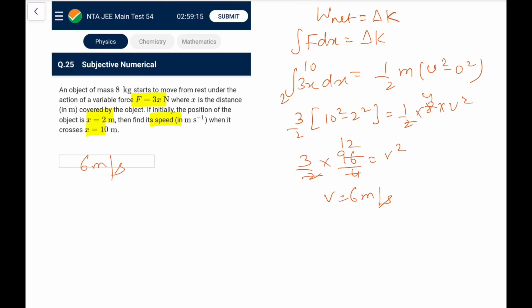So the subjective questions are comparatively far easier than what you had in the objective one. So that was for today's paper.